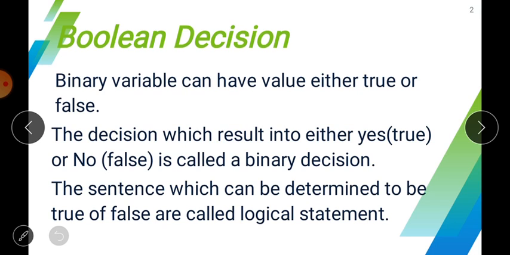So if there are problems for which the decision can be either true or false, then such conditions or decisions are known as binary decisions. That means true or false, or you can also say yes or no. For example, if someone asks whether it is raining, the answer may be yes or no. It means it is true or false. So a particular problem having two solutions, true or false, is known as a Boolean problem or Boolean decision.